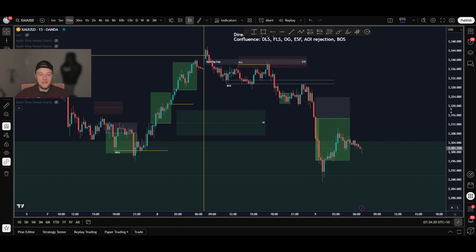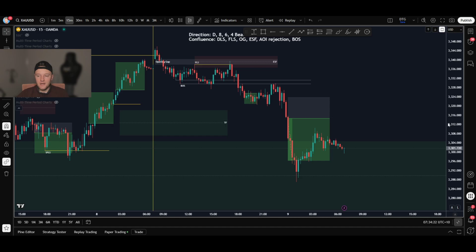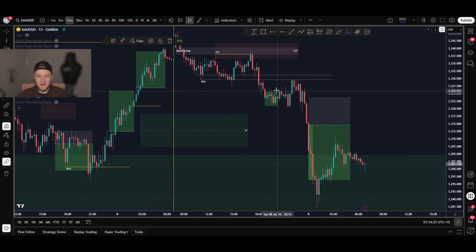Using our trade management techniques within the academy that you will also learn, I moved stops to break even over here and got out of this trade at break even.